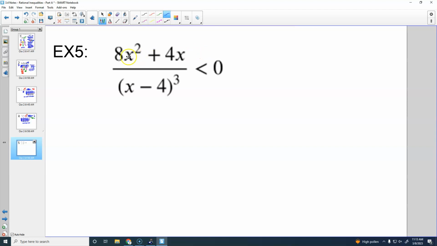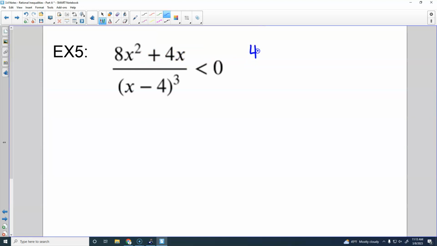We can pull out a greatest common factor. So you have to take the x out. You can also take the 4 with it if you would like. I probably would, but it doesn't matter. You can take the 4 or leave the 4. It doesn't matter. And then you'll get 2x plus 1 in that numerator. The denominator you can leave as is. It is x minus 4 times x minus 4 times x minus 4. You can write it 3 times if you want, but I would just leave it like it is.